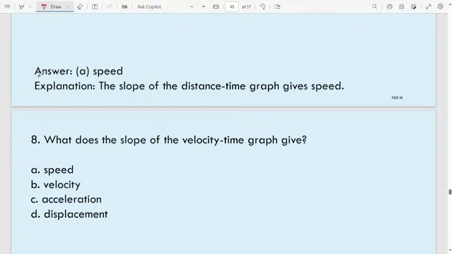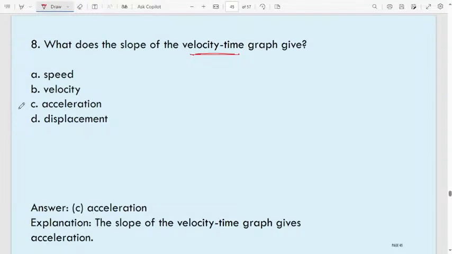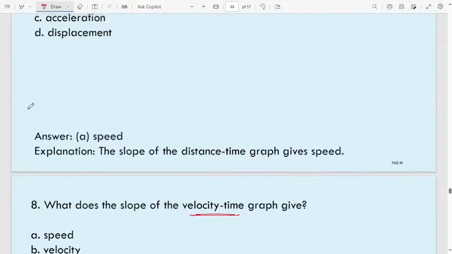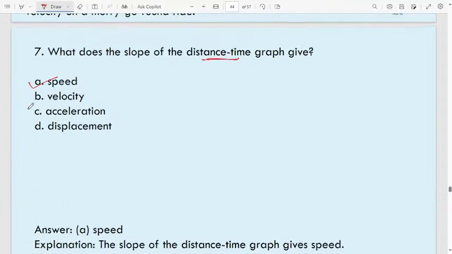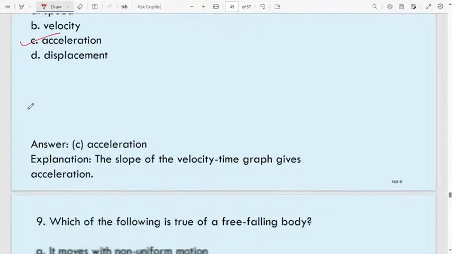In the same way, the slope of the velocity time graph gives: option A speed, option B velocity, option C acceleration, option D displacement. It will give acceleration. Both questions are very important. The slope of the distance time graph indicates speed. The slope of the velocity time graph indicates acceleration.